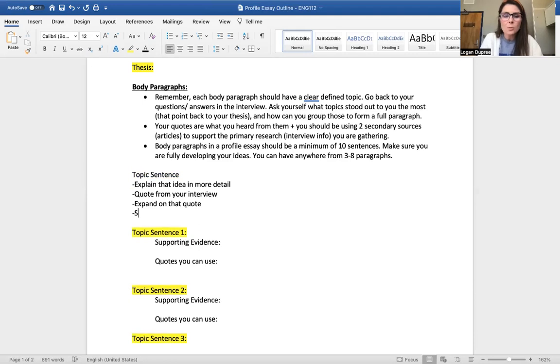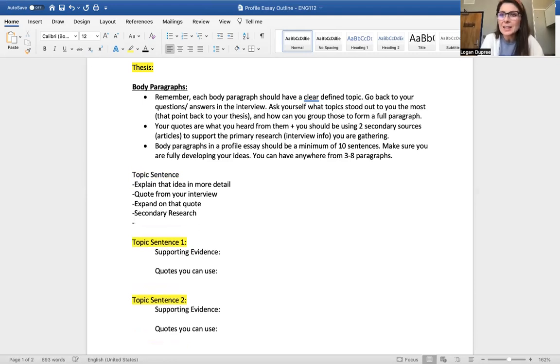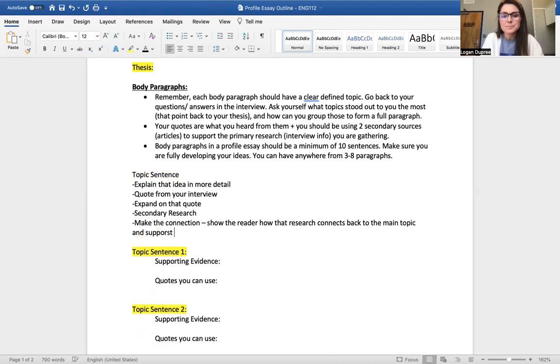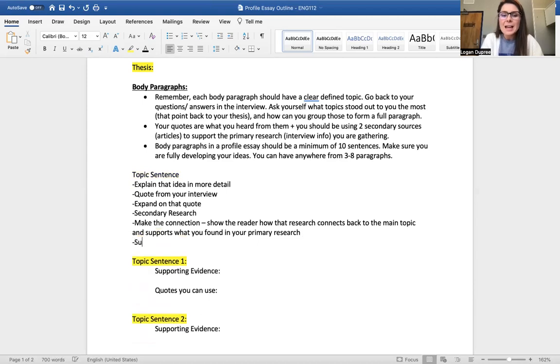Then you may or may not want to use secondary research. But then again, remember, once you've used the research, you have to make the connection, okay? Show the reader how that research connects back to the main topic and supports what you found in your primary research. And then, as always, you're going to have a summative sentence. The job of that summative sentence is really to sum up what you've done in that paragraph. So when you transfer to the next paragraph, it's not a big shock to the reader and it doesn't feel like you're just squirreling to the next idea.